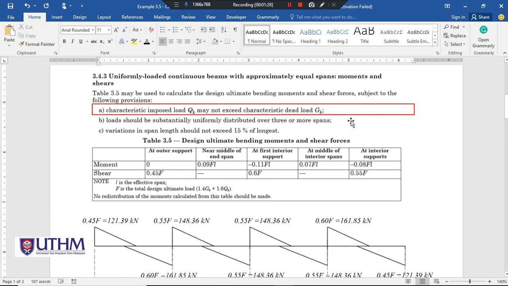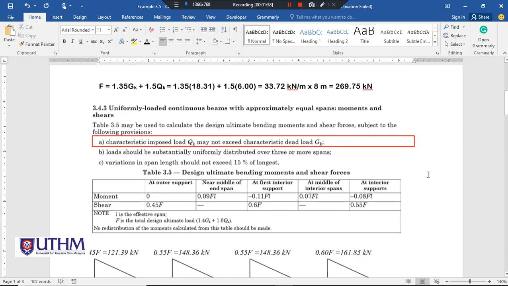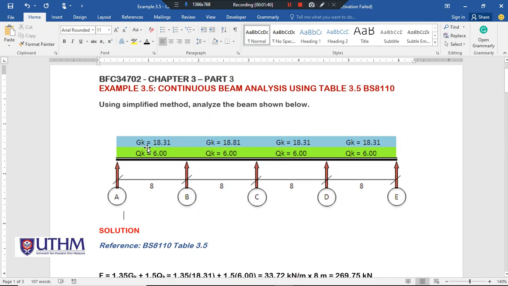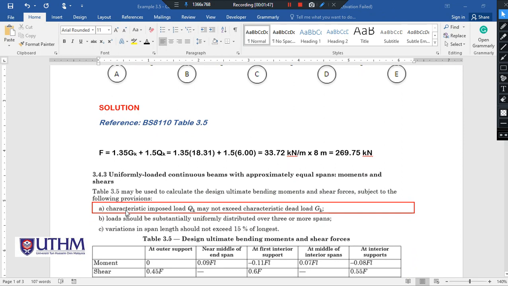This table is subjected to the following provision. The first one is the characteristic imposed load QK may not exceed characteristic dead load GK. As in our questions, our GK is more than QK. Thus, the first condition is fulfilled.